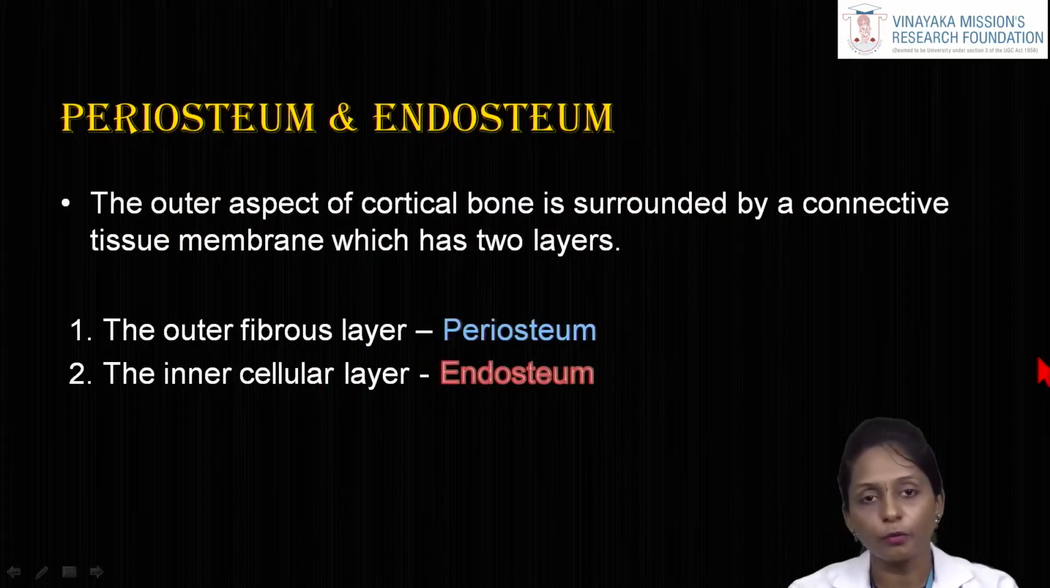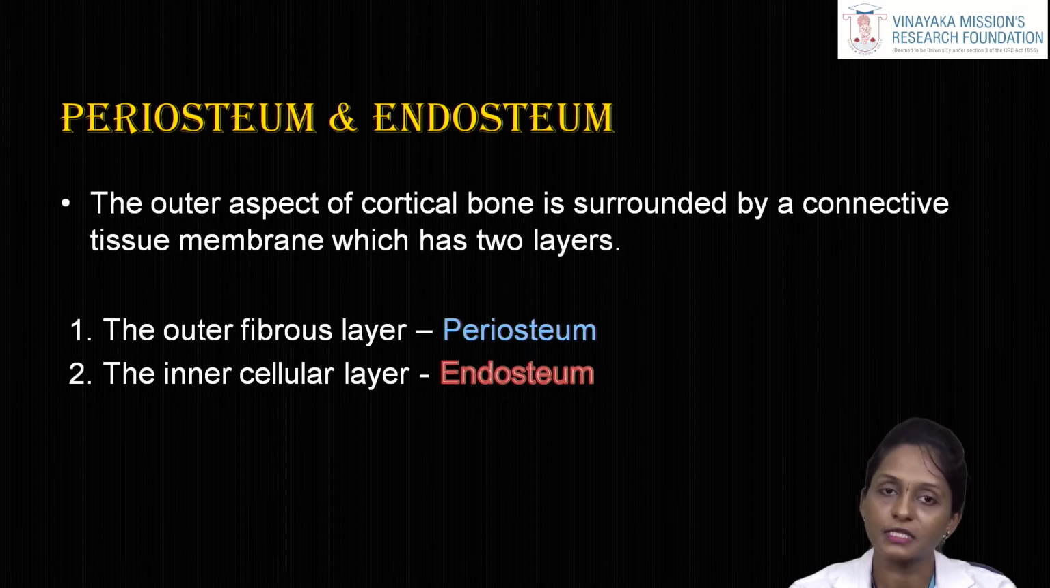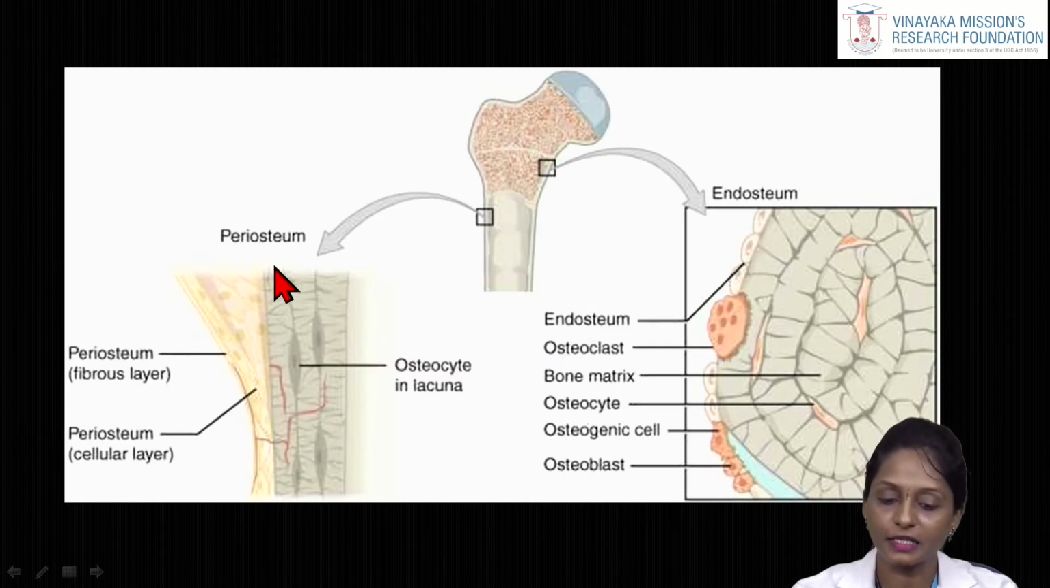As soon as you say bone, the two terminologies that should flash into your mind are the periosteum and the endosteum. Whatever the bone is, you should know what a periosteum and endosteum are. As the name implies, peri means around, endo means inside. So the outer fibrous layer is called the periosteum, and the inner cellular layer is called the endosteum. In this picture you can clearly see the periosteum, the outer part here, and it consists of osteocytes, etc. And this is your endosteum, which is present inside.